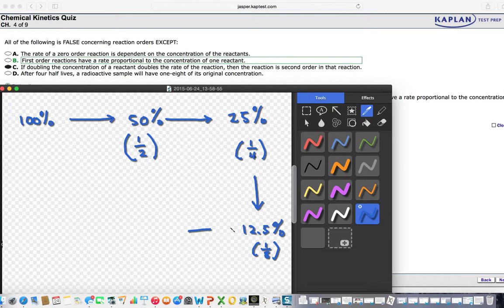And after a fourth half-life, I will have 6.25%, or 1/16. So I would have 1/16, not 1/8, so that's also false. Best answer is going to be B.